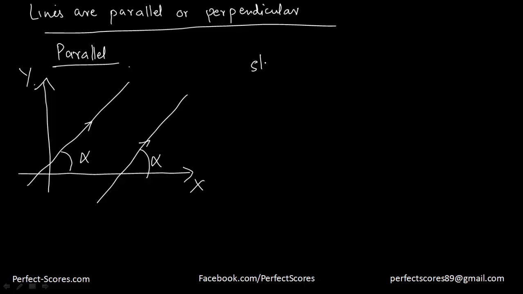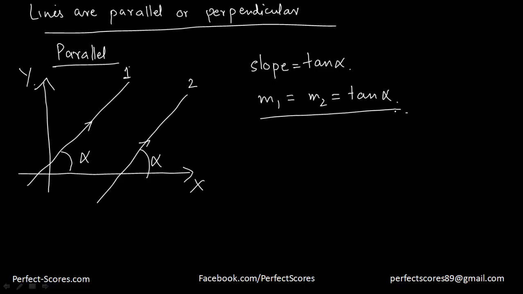So what is slope? Slope is nothing but the tangent of the angle that the line makes with the x-axis, which means the slope of, let's suppose this is line 1 and this is line 2, the slope of line 1 will be equal to the slope of line 2, which would be equal to the tangent of that alpha. Which means we can say that if the lines are parallel to each other, then their slopes are the same, right?